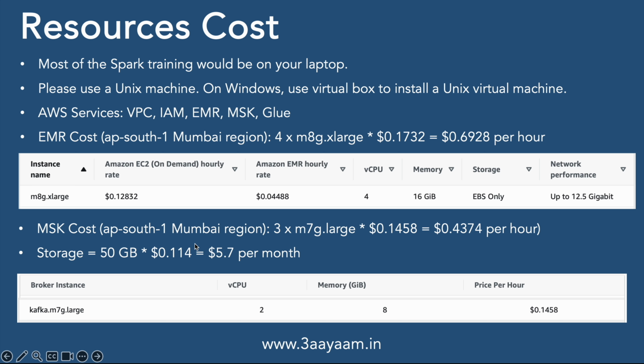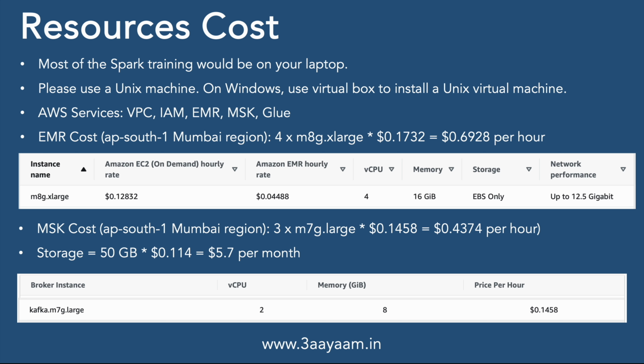Similarly, there will be cost for MSK also, and I'll be using MSK M7G large, and the number of brokers that I recommend you to use would be either 2 or 3. 2 should be okay, but 3 would be better because I'll be showing you how Spark partitions and various Spark features are tied with MSK cluster size also. Considering 3 broker instances, each of size M7G.large, you'll pay approximately 43 cents per hour. And the storage, considering 50 GB per month, you'll have to pay only $5.7 per month.